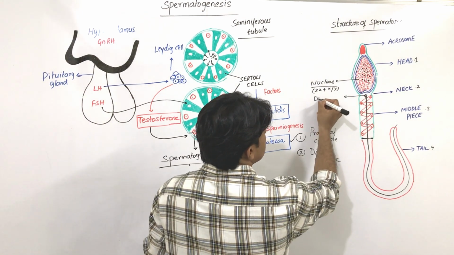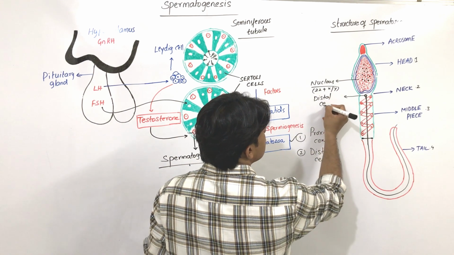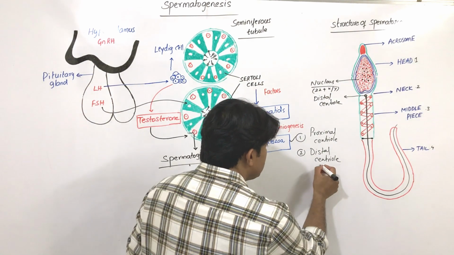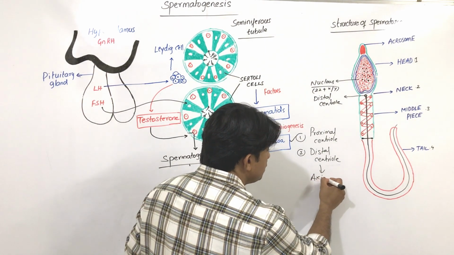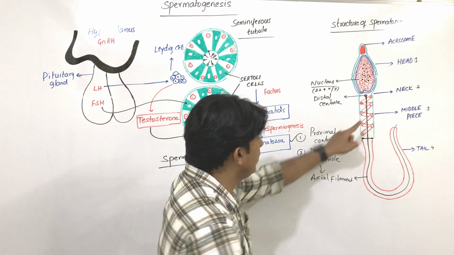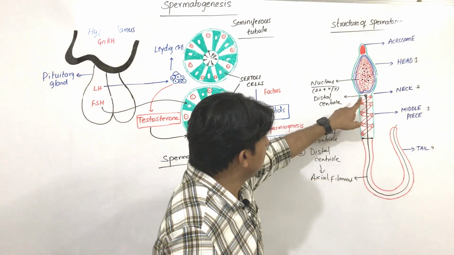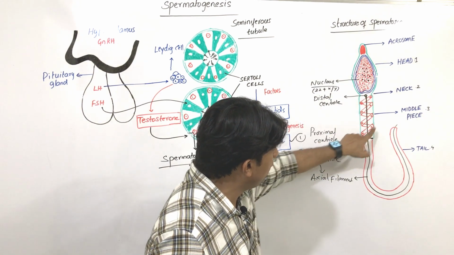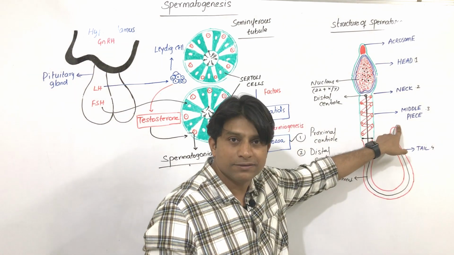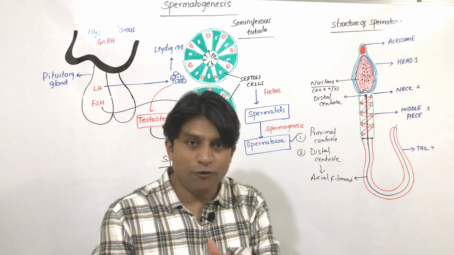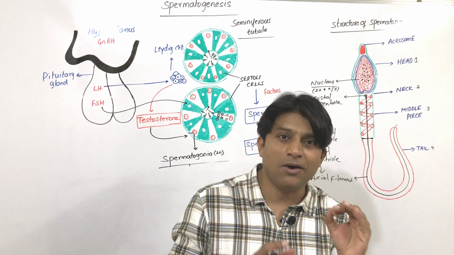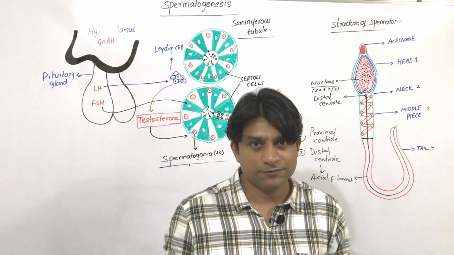Next, the distal centriole. This part is the distal centriole. Now this distal centriole forms the basal granule. From that basal granule arises the axial filament. So guys, this is the axial filament. Now this axial filament passes through the middle piece and extends all along the length of the tail. This axial filament will form the flagella, which has 9+2 microtubular arrangement because it's a eukaryotic flagella.